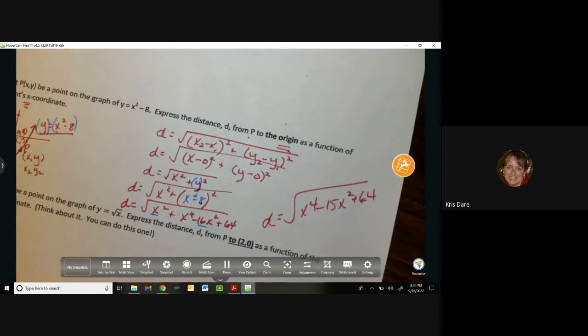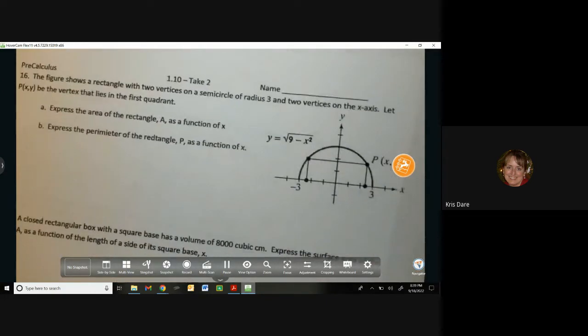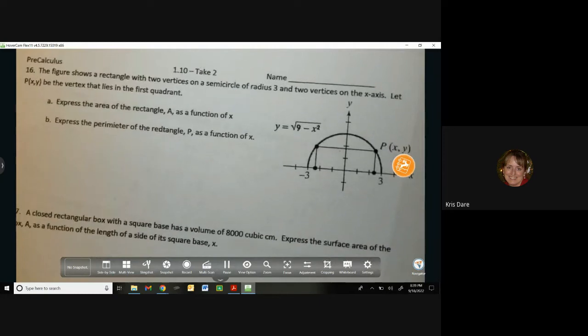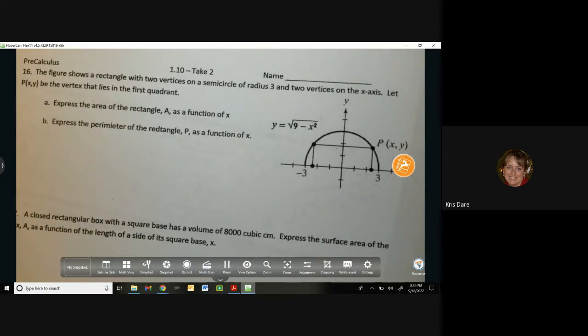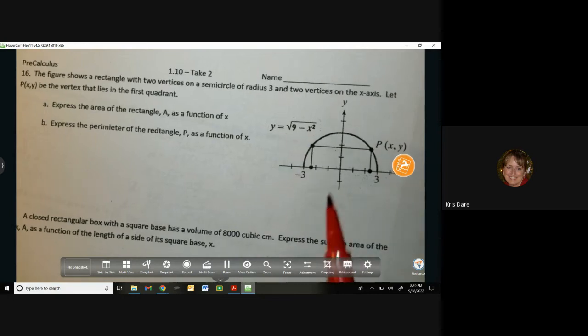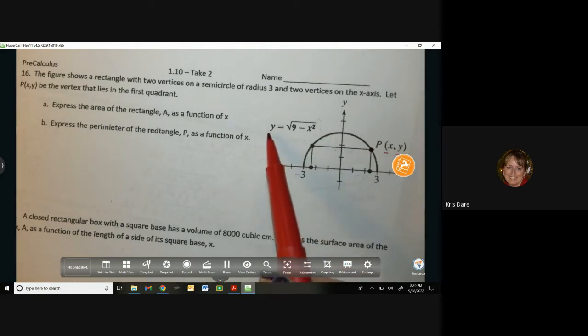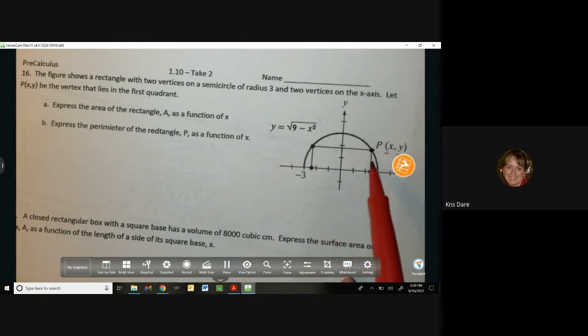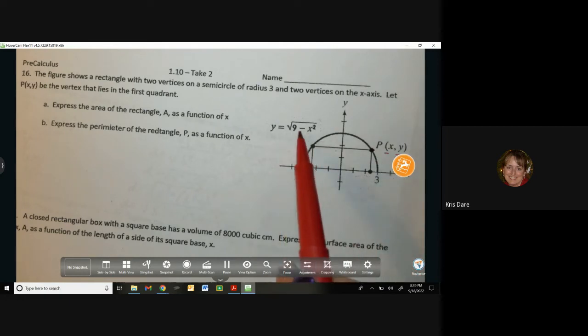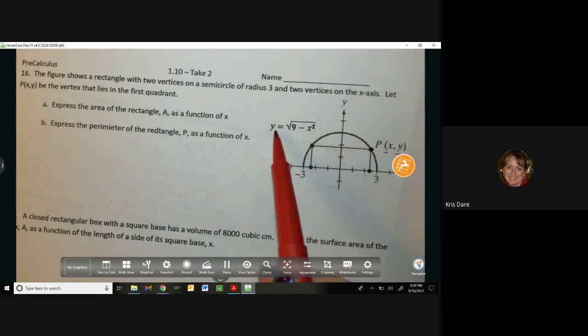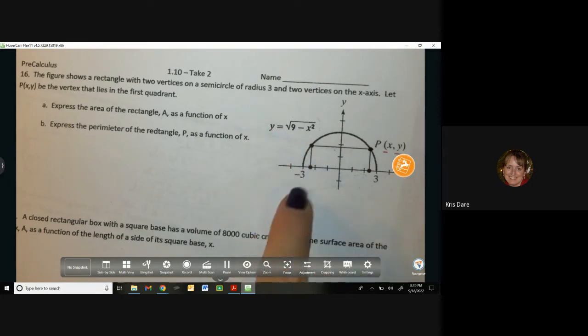Okay. I also want to do number 16. It's kind of like this, but it's a little different actually. It's similar to number 14, but this one isn't asking us to express the distance. I have a semicircle, and again, they're having the P be all the X and Y's, just any X or Y on that semicircle. And then the equation that represents the relationship between X and Y is here. 9 minus X squared, the square root of that would give us Y.